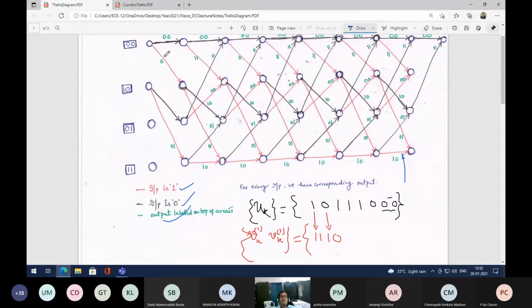Let me use this different color. So the first one is 1. Next one is 0. That means I am going with this path. That output is 1 0. What is the next one? It is 1 1. Actually, the next bit is 1.